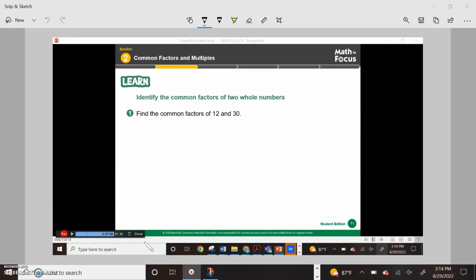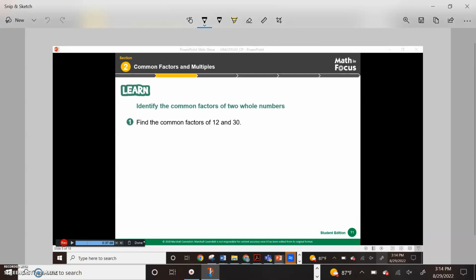On page 11 it says find the common factors of 12 and 30. I know they show you a different way of doing this in the book, but another way you can do this is by using a table. So we have 12. We think about 1 and 12 as a factor. Then the next numbers are 2 and 6. 2 can go into 12 6 times. And then the next would be 3 and 4.